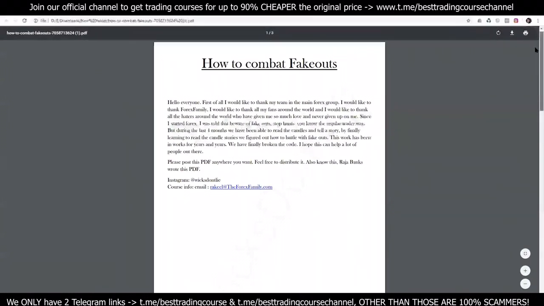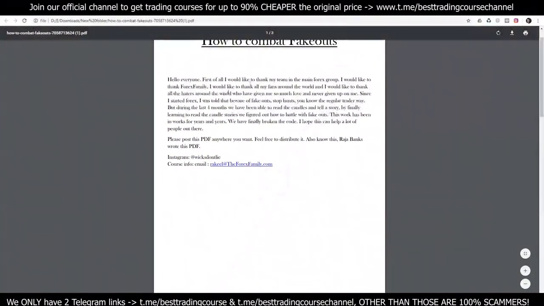Yes. All right. Awesome. Well, there's a story about Cypher, who told them to beware of fake outs. I was told to beware of fake outs, stop punch, the regular trader way. But during the last 4 months, we have been able to read the candles and tell the story by finally learning to read the candles. We figured out how to battle fake outs. This work has been in the works for years and years.